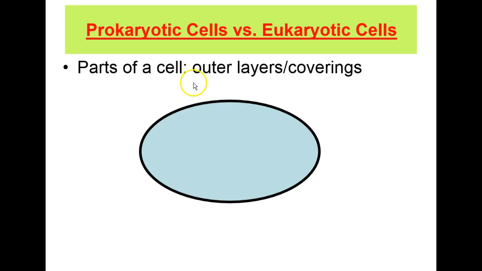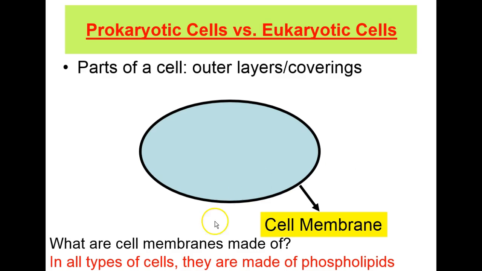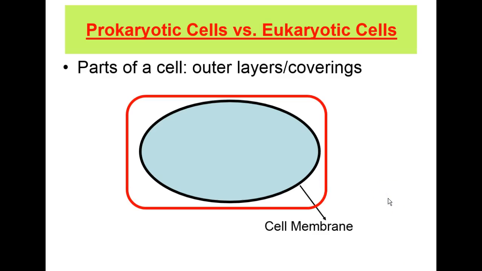We will start by looking at the outer layers or the coverings that we find in prokaryotic and eukaryotic cells. For starters, all cells have a cell membrane. What are cell membranes made of? You should know by now the answer to that question from Chapter 2. In all types of cells, cell membranes are made of phospholipids. Some cells also have a cell wall superficial to the cell membrane.